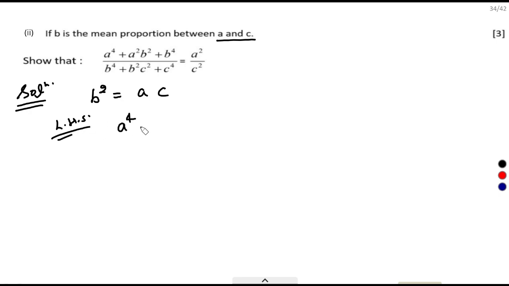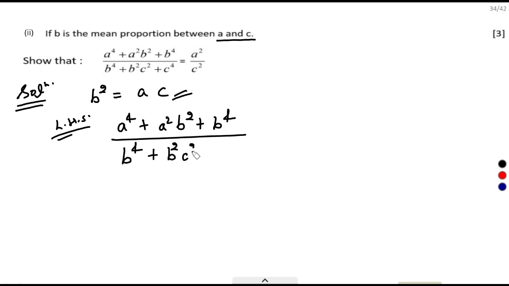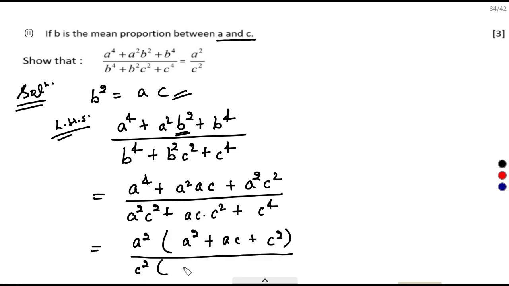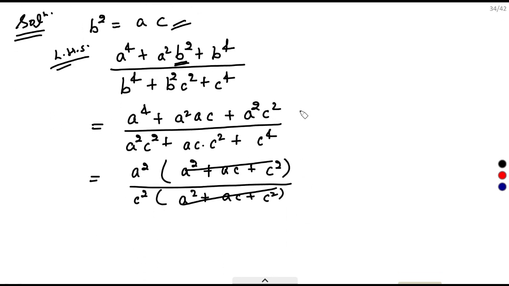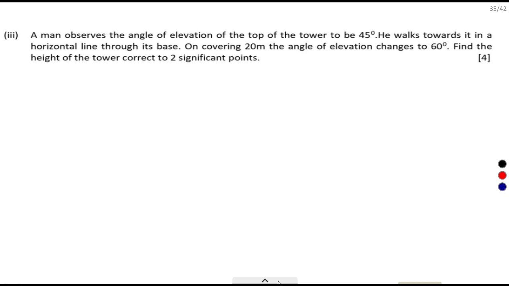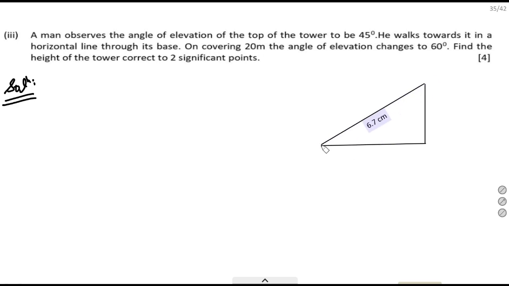We are considering left hand side and using this result. And this is equal to right hand side. Third part, it is from height and distance. First of all, draw figure. A man observes the angle of elevation of the top of a tower to be 45 degree.